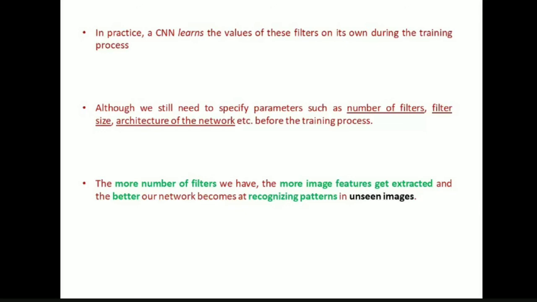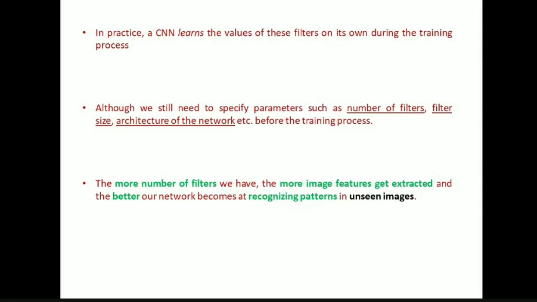So finally, in practice, we get a doubt: how are we going to give the values of these filters? CNNs learn the values of these filters on their own when the network is being trained. Initially we give some values, and by doing backpropagation and so on, it adjusts all the values of these filters. But it is our duty to specify how many filters we need, what the size of the filter is, whether 3 by 3 or 4 by 4, and the architecture.